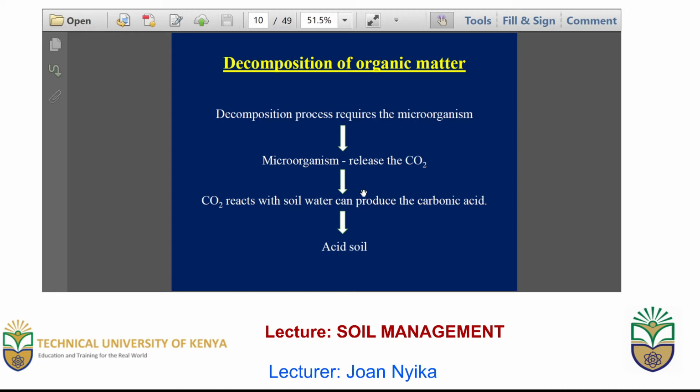of organic matter. Usually, the process of decomposition requires microorganisms, and microorganisms release carbon dioxide as a byproduct.